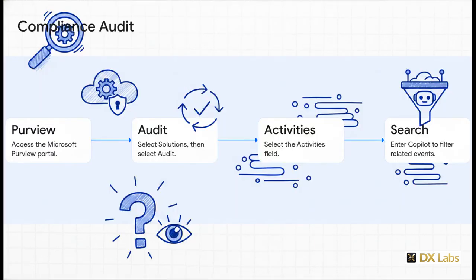So the crucial point is how you actually verify all of this is working. For the exam, you absolutely need to memorize these steps to run a standard compliance audit. First, navigate to the Microsoft Purview portal. Second, go to Solutions, then select Audit. Third, select Activities, Friendly Names. And finally, search for Copilot to filter the specific event logs. This allows you to verify that all agent activities align completely with your organization's policies.